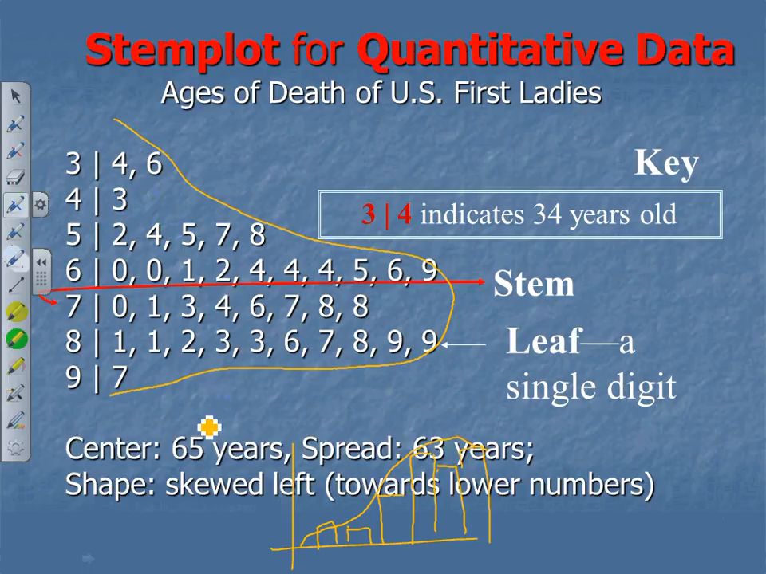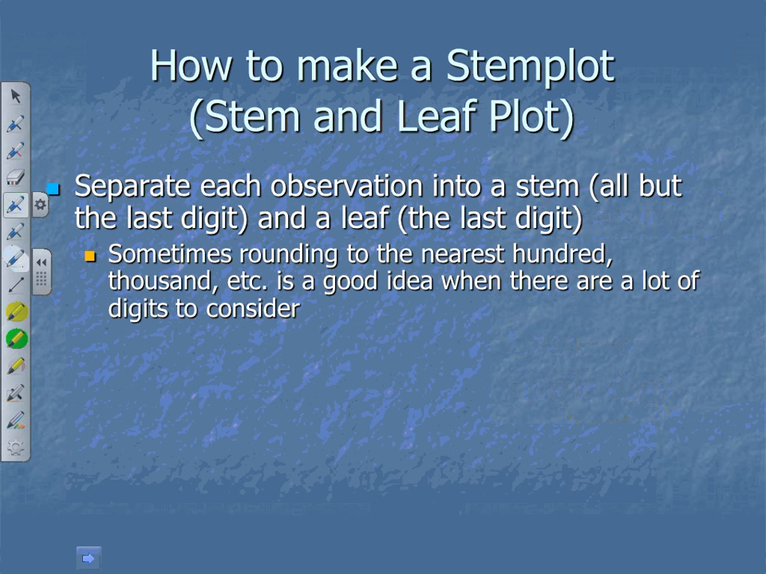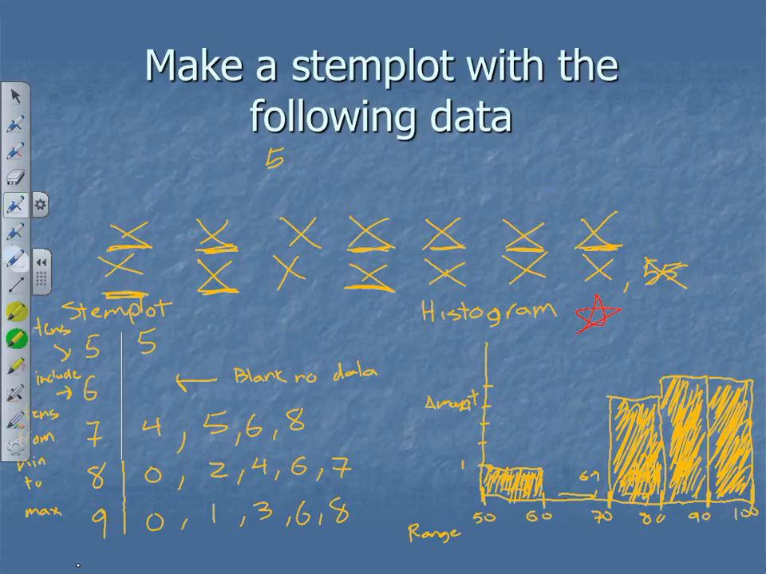Skewed left. Center, right around 65. We'll talk about calculating the exact center. The spread, in this situation, the range is between 34 and 97. That's the idea of the spread, the range, max minus min. We talked about how to make a stem and leaf plot.